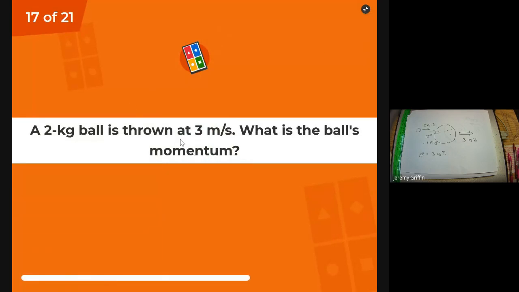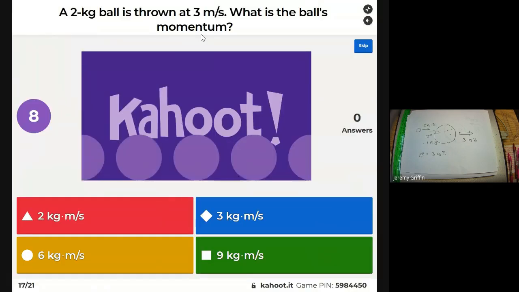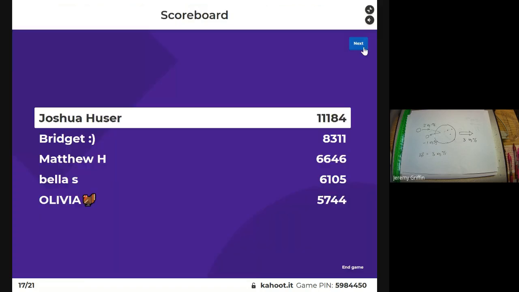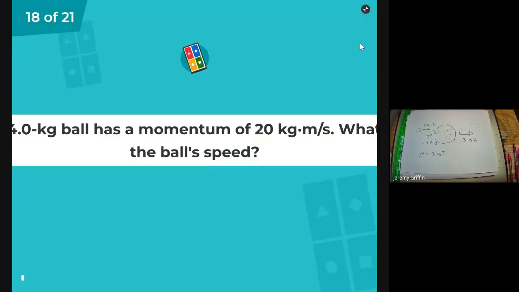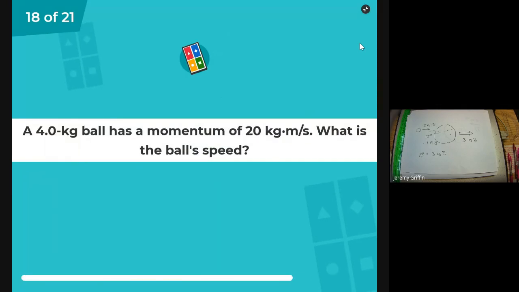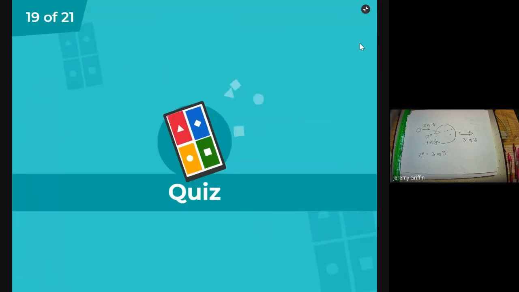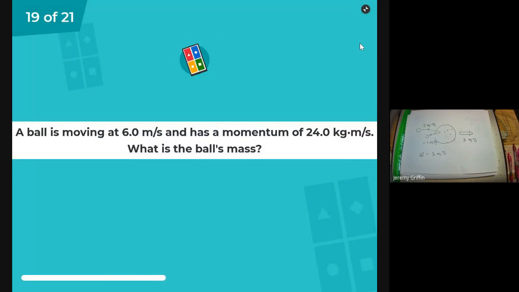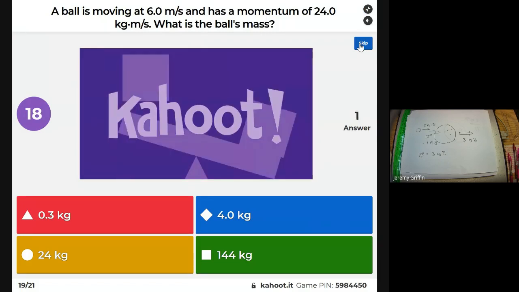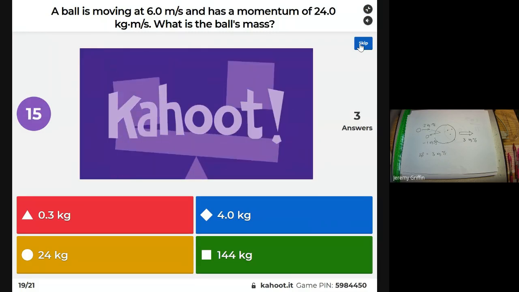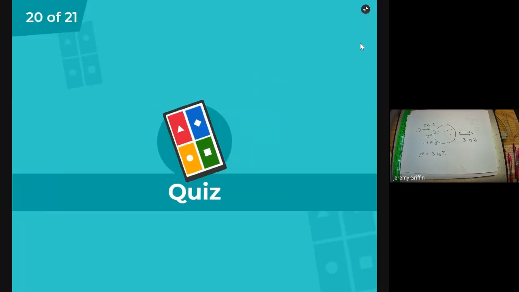2 kilograms thrown at 3 meters per second. What's the momentum? 2 times 3 is 6. What if you've got 4 kilograms with a momentum of 20 kilogram meter per second? What's its speed? What's 20 divided by 4? 5, or 5 times 4 is 20. What if something's moving at 6 meters per second and has a momentum of 24 kilogram meter per second? What's its mass? 6 times what is 24? 6 times 4 is 24.